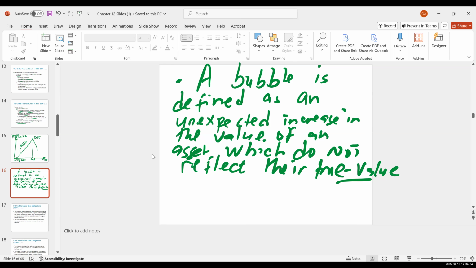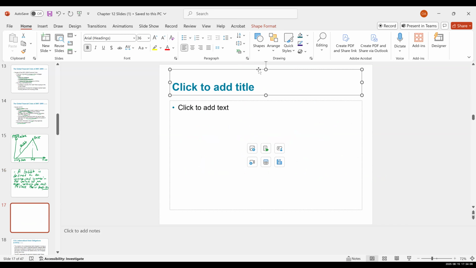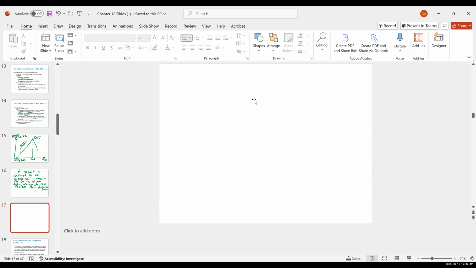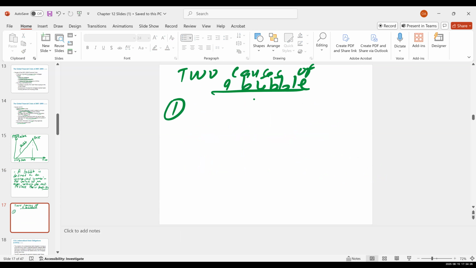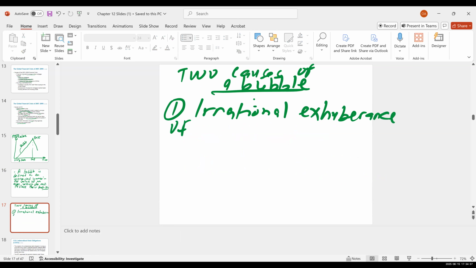So there are two causes of a bubble here. Let's discuss this. What makes the value of an asset go up unexpectedly, without reflecting its true value? So, two causes of a bubble. One, a bubble can be caused by what we call irrational exuberance of the investors.